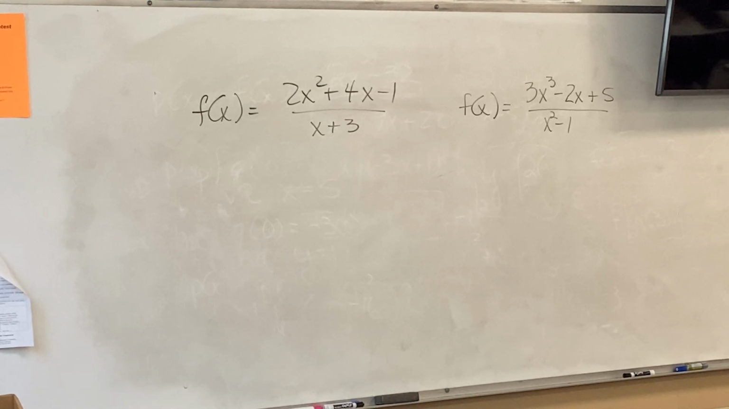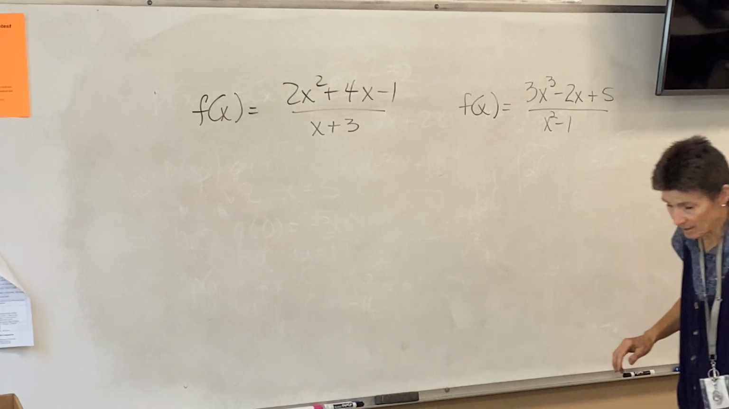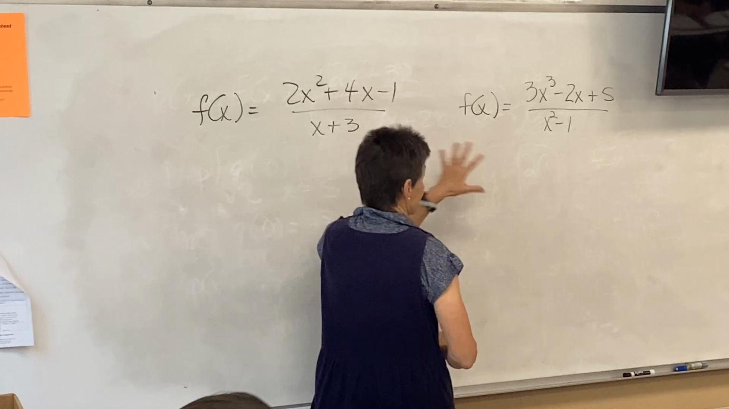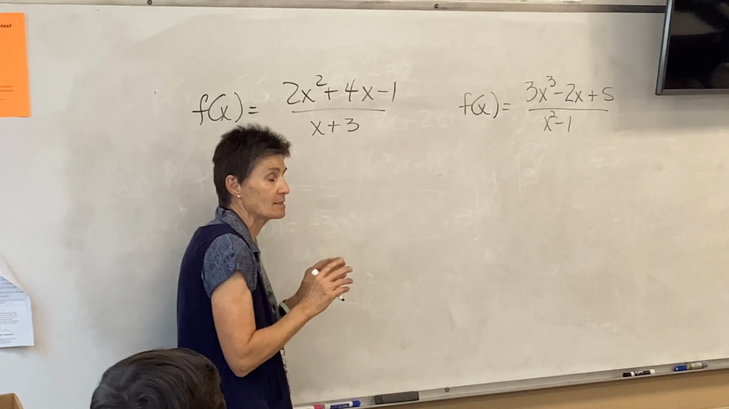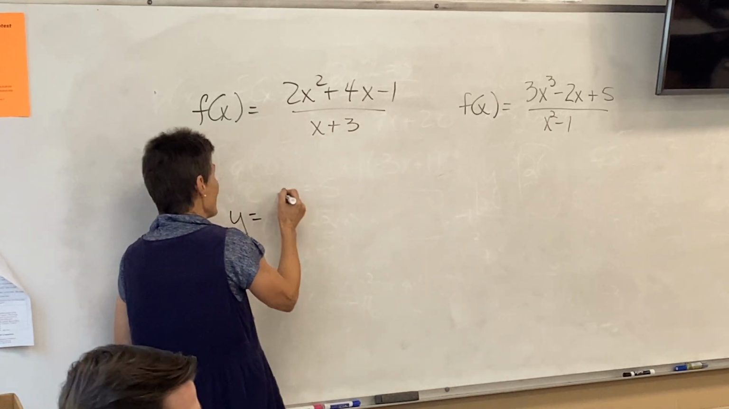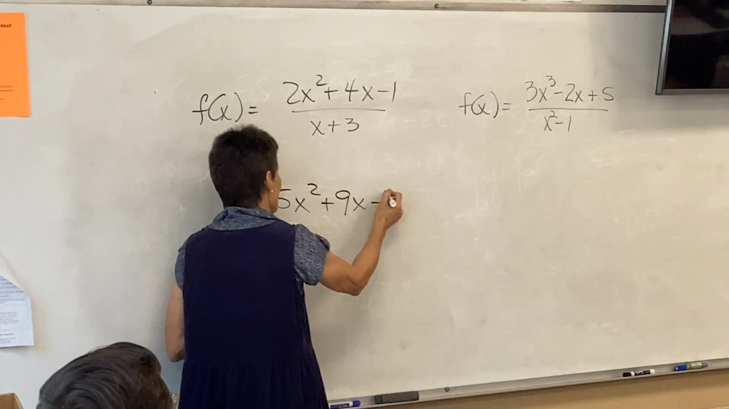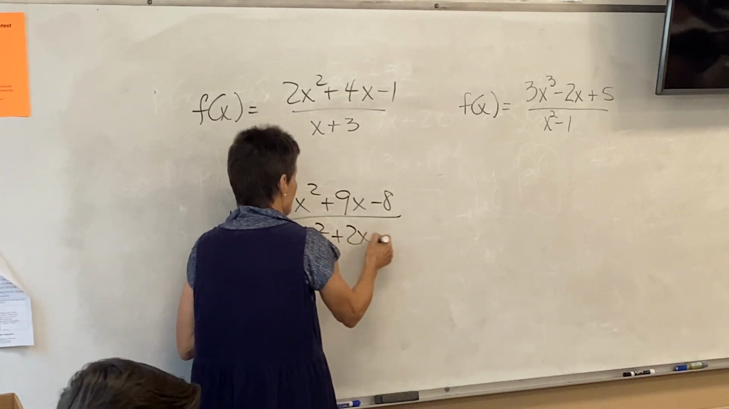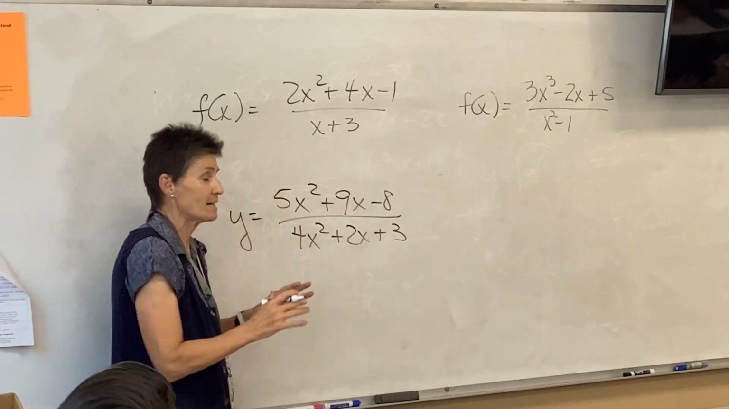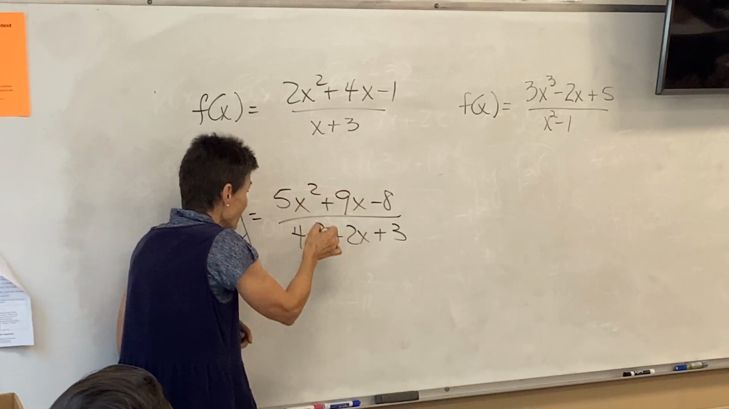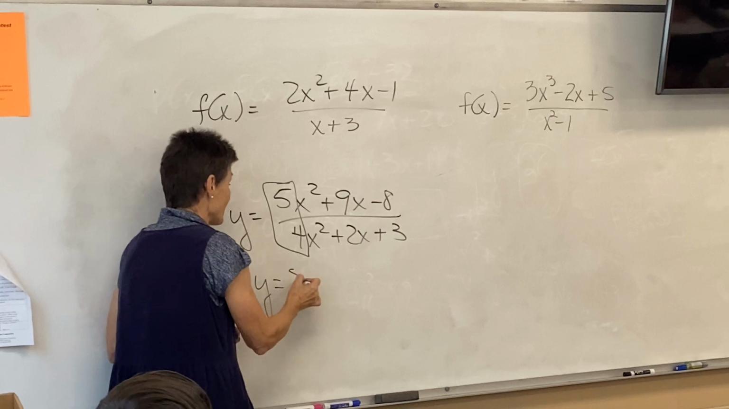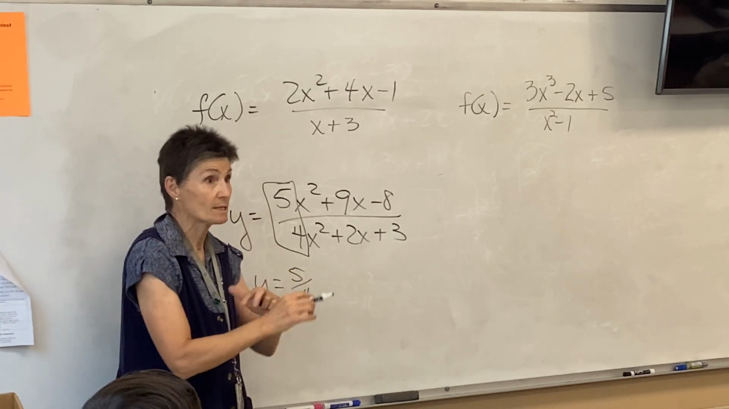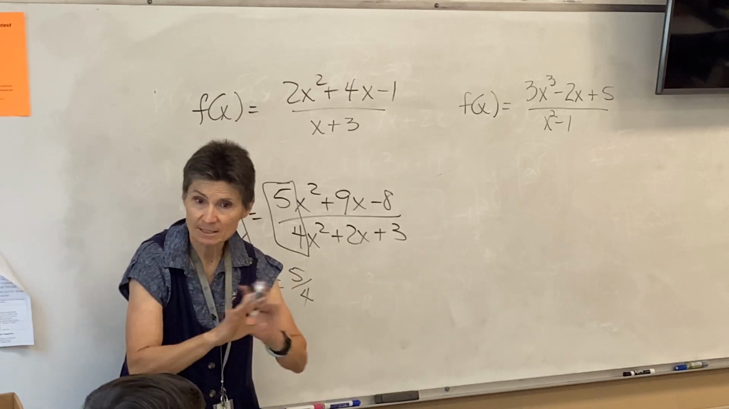with a rational function. The best case scenario is, this is not in your notes, we're just taking down some main ideas. Best case scenario is we have something like 5x squared plus 9x minus 8 over 4x squared plus 2x plus 3. That is the very best case because the degree of the top and the bottom are the same. And then your end behavior asymptote is just going to be the horizontal line, y equals 5 fourths. That is the easiest situation.